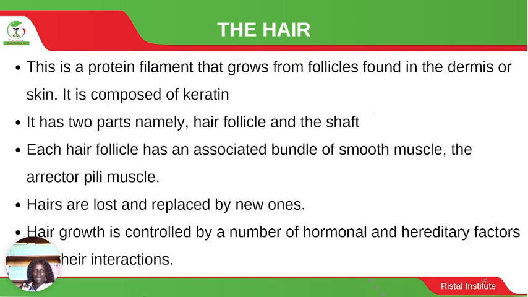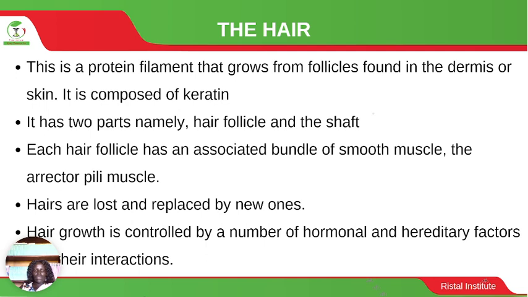Let's look at the hair. This is a protein filament that grows from follicles found in the dermis of the skin. It is composed of keratin. It has two parts, namely the hair follicle and the shaft. Each hair follicle has an associated bundle of smooth muscle, the arrector pili muscle.